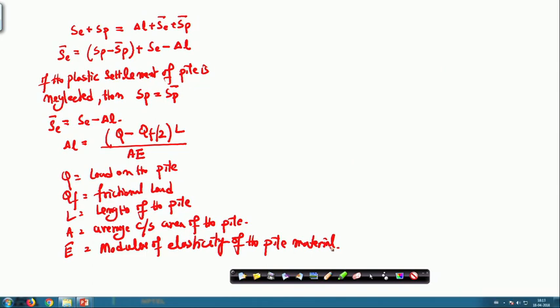Okay, which is similar to this: if you apply a load P, and the length is L, A is the cross section, and E is the elastic modulus, then you will get that my del L will be PL divided by AE. A similar thing is applied here.